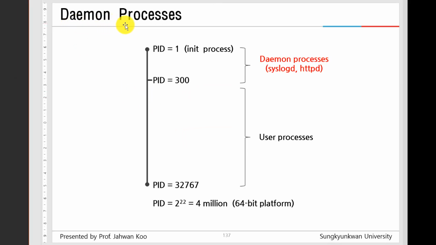A daemon is a special purpose process that is created and handled by the system. Normally, the daemon process is started at system boot and runs until the system is shut down. Daemon process runs in the background. syslogd is an example of daemon processes. It records messages in the system log. httpd is also an example of daemon processes. It serves web pages using HTTP protocol.